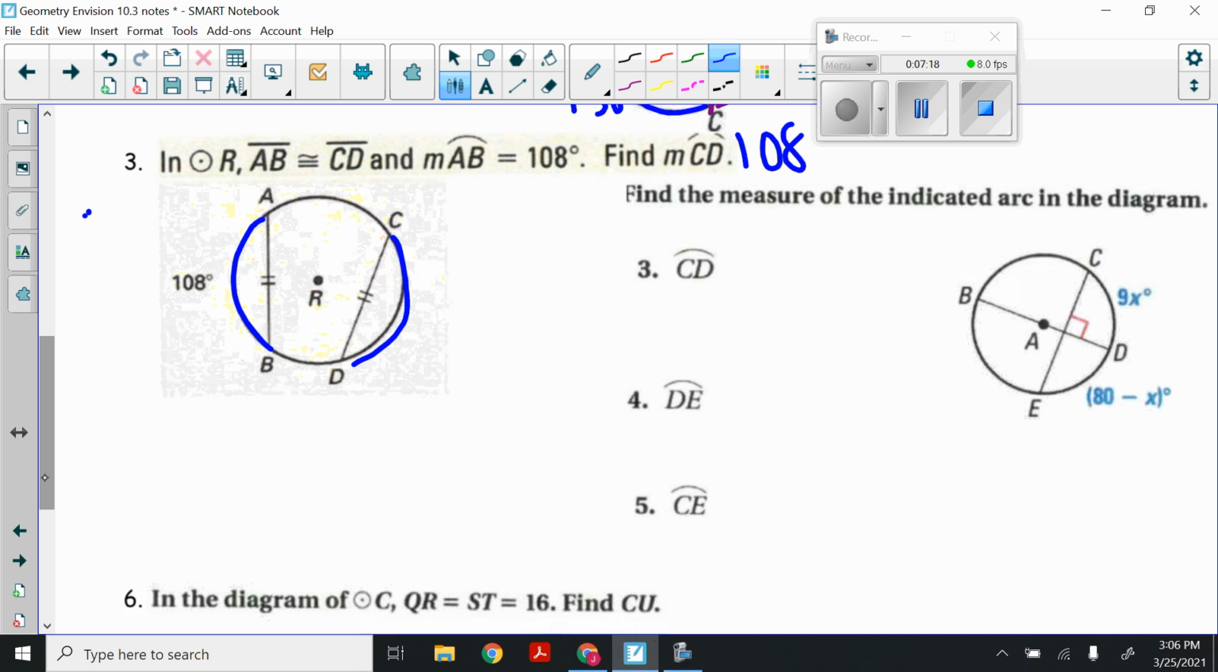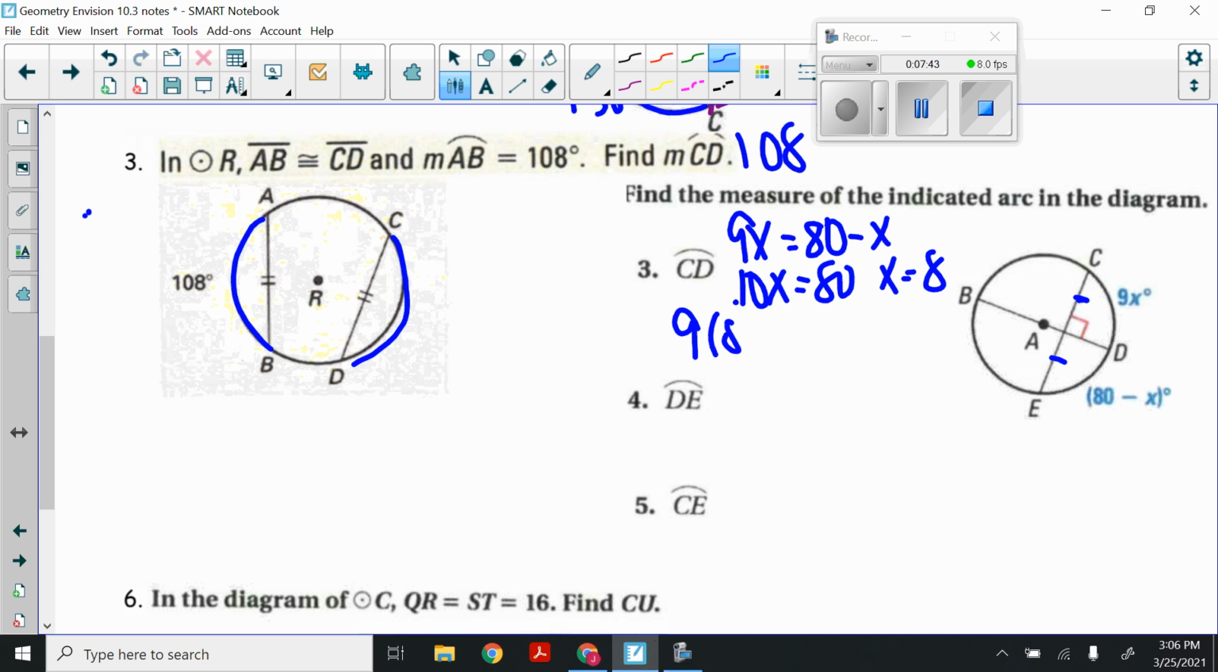Find the measure of the indicated arc in the diagram. I have the diameter is perpendicular to the chord, so that tells me that that chord got cut in half. So they want me to find arc CD. I know that they are equal to each other, so here I would just say 9x equals 80 minus x. So I get 10x equals 80, so x equals 8, so plug that in, so 9 times 8, 72 degrees. So this is 72 degrees.